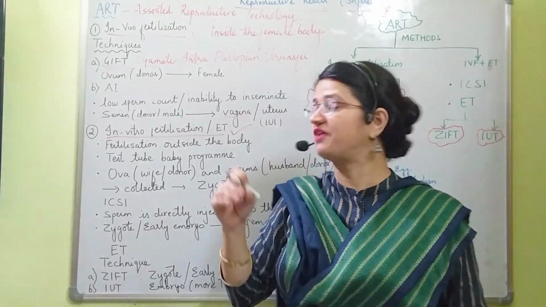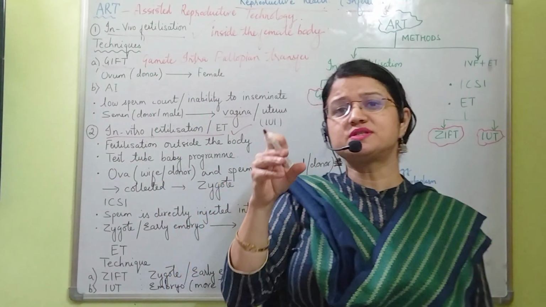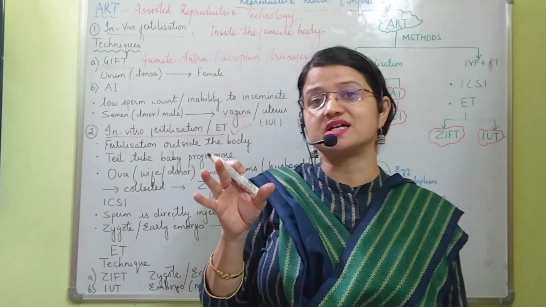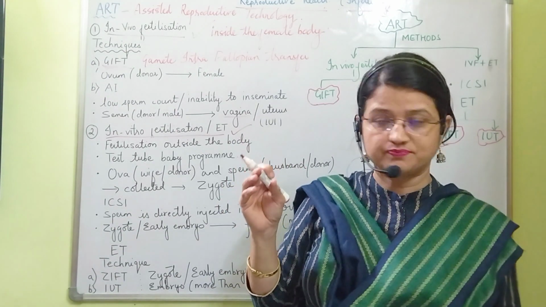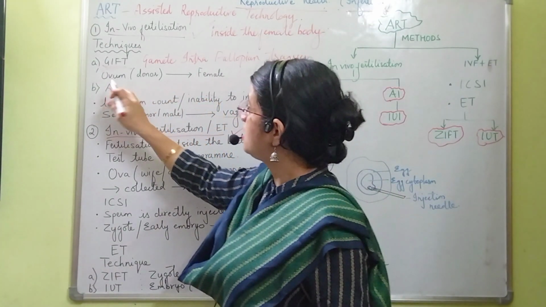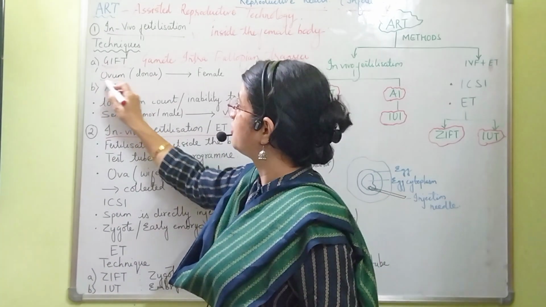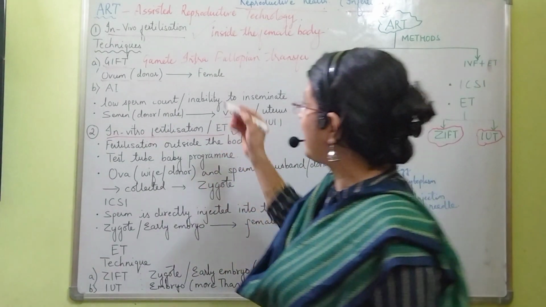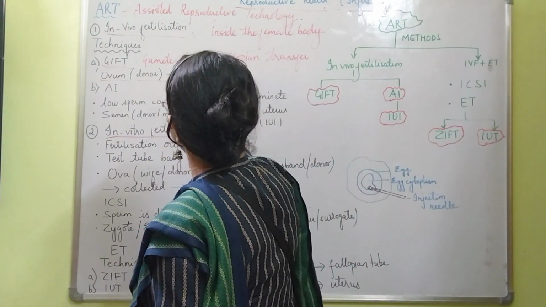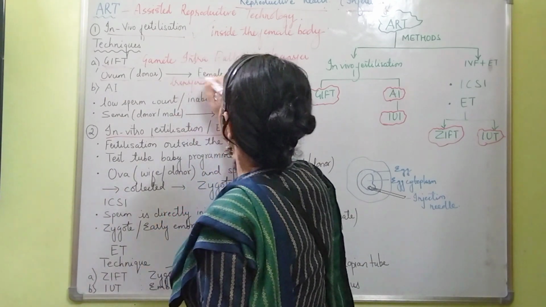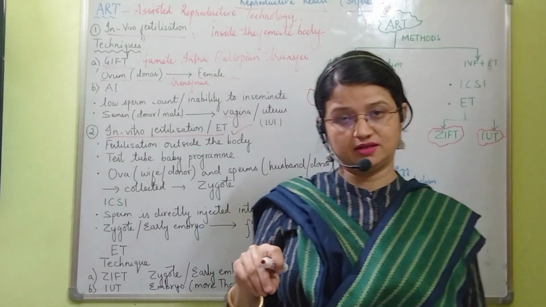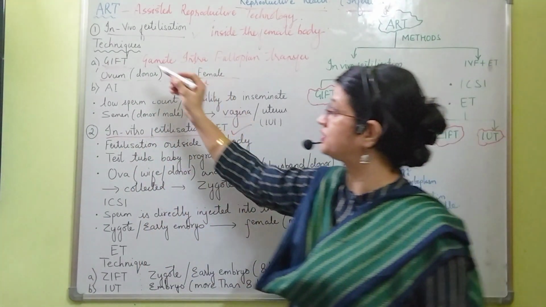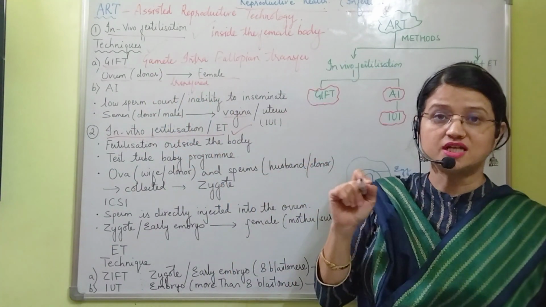Now, what is the condition when we will go for GIFT? Suppose the female is unable to produce the ovum, but she can provide a suitable condition for the zygote. So here we will take the ovum from a donor. Clear? So an ovum is taken from the donor and it is transferred to the female, in the fallopian tube. That technique will be called GIFT.